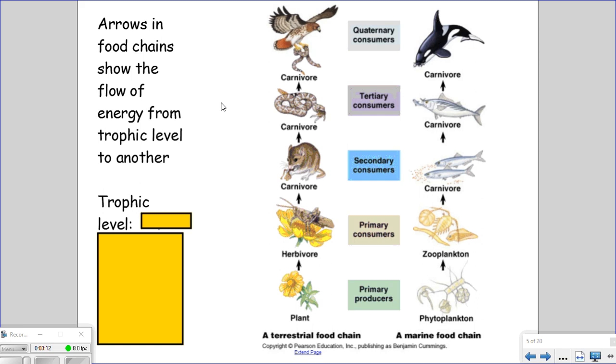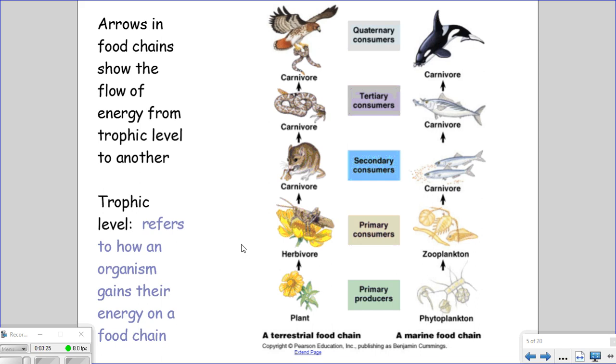Arrows in food chains, as I mentioned, show flow of energy, but they also show the flow of energy from one trophic level to another trophic level. And so a trophic level refers to how an organism gains its energy on a food chain. A trophic level also refers to the position of an organism within a food chain.